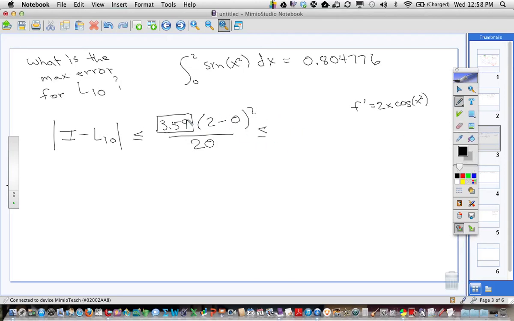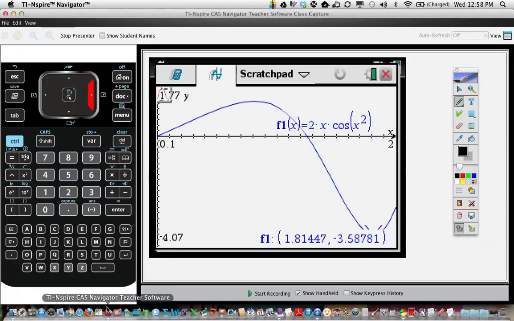All right, so work that all out. What do you get? 0.718. So what does that 0.718 mean again? Max error. That's the most that L10 is off. Now what we haven't done is actually compute what L10 is.